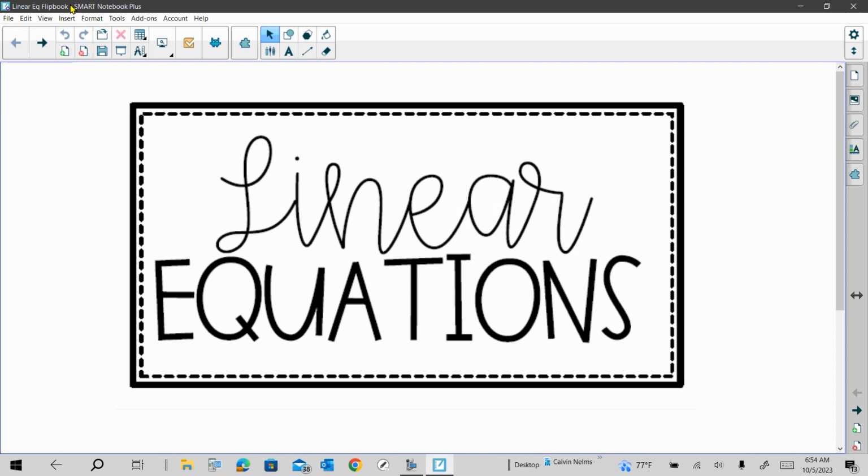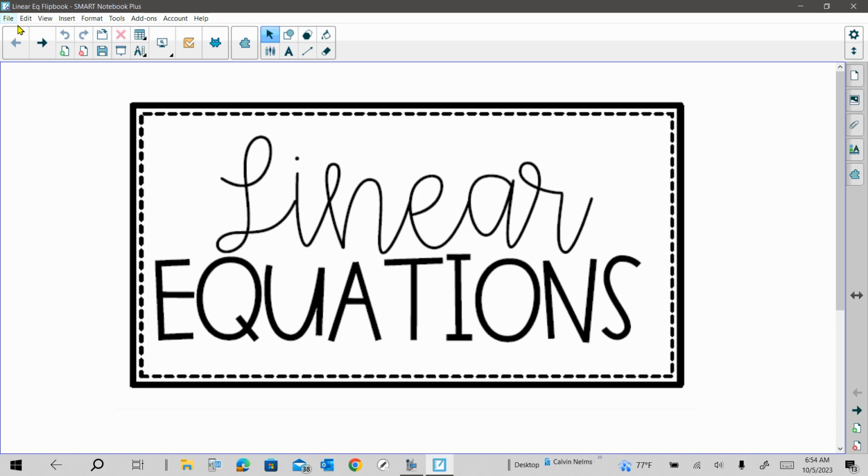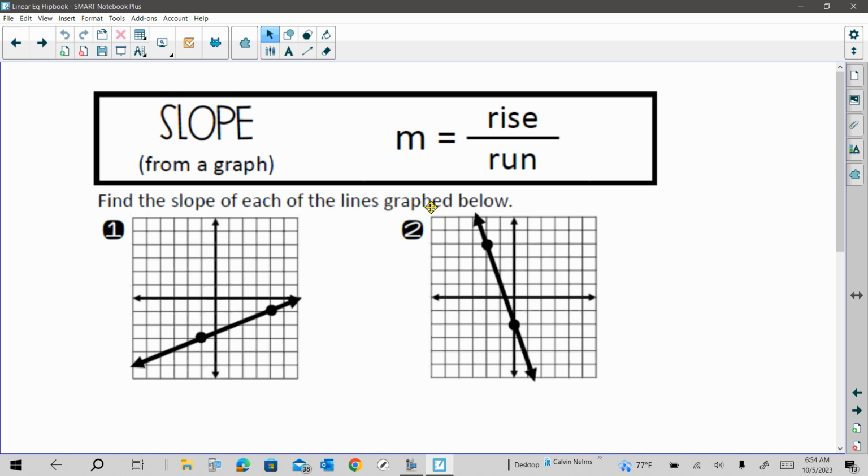All right, guys, this is our flip book for linear equations. It's pretty much all we need to know besides table relationships for linear equations. So this is our title page right here. You can put your name on here or on the back. And then it's just going to kind of go through each section, and we're going to build from there.